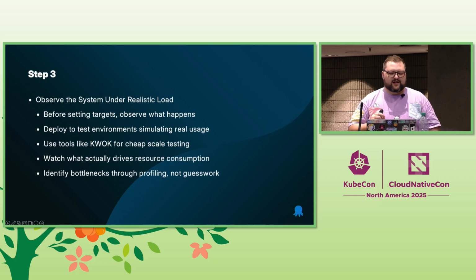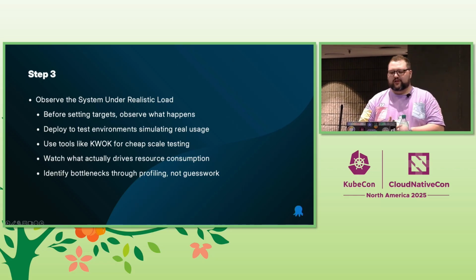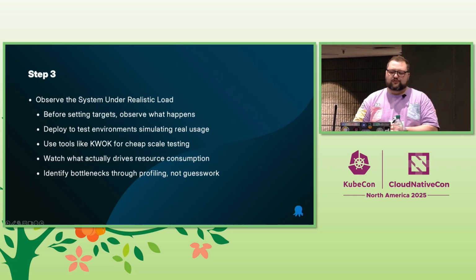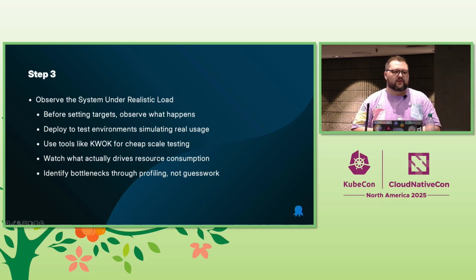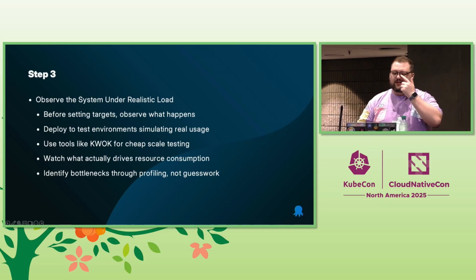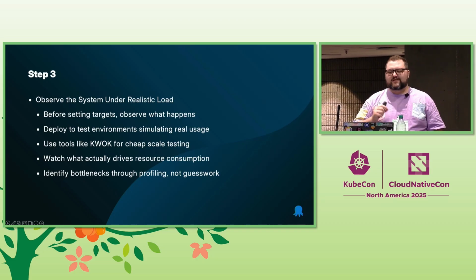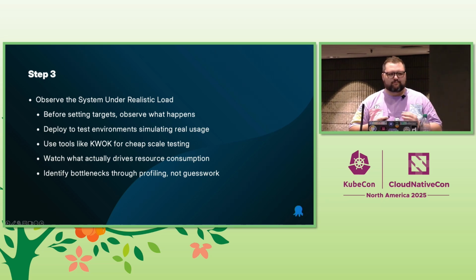Step 3 is to observe the system under actually realistic load. So deploy to test environments really early, really often. Attempt to simulate actual real usage. And if you can't simulate real usage, use Quoc or some kind of autocannon, other HTTP traffic generators. K3s is a good one. And watch for load patterns that actually drive up your resource utilization. That's going to be a very specific thing that you'll need to be looking for.